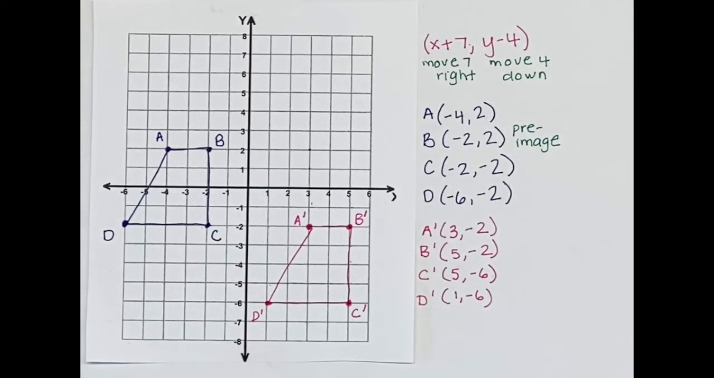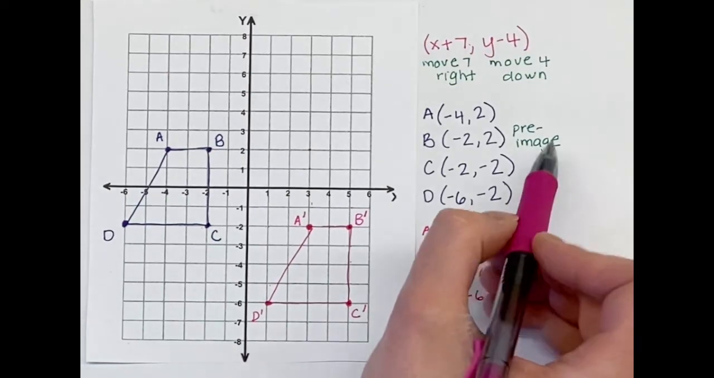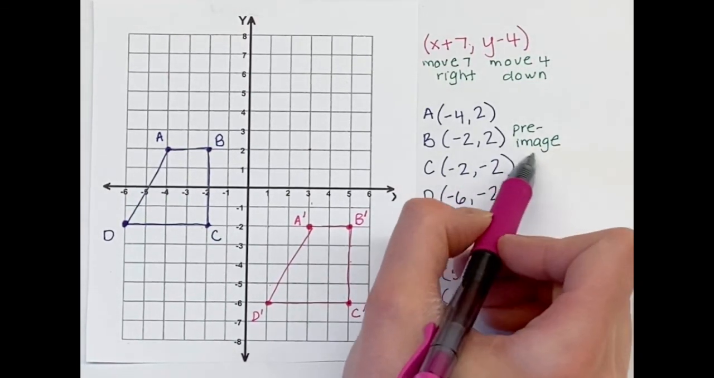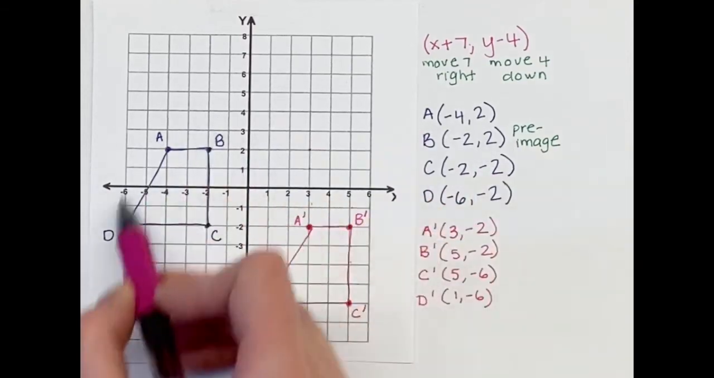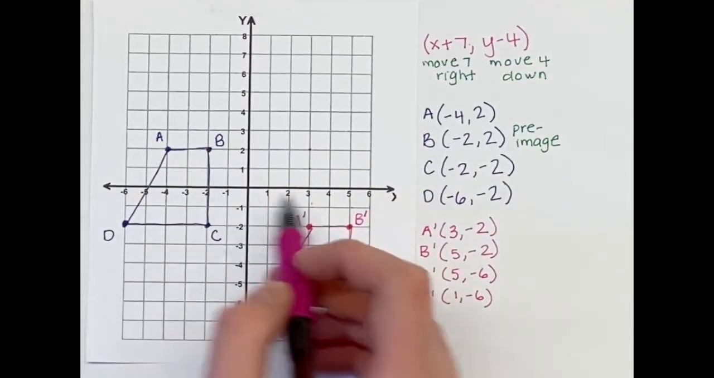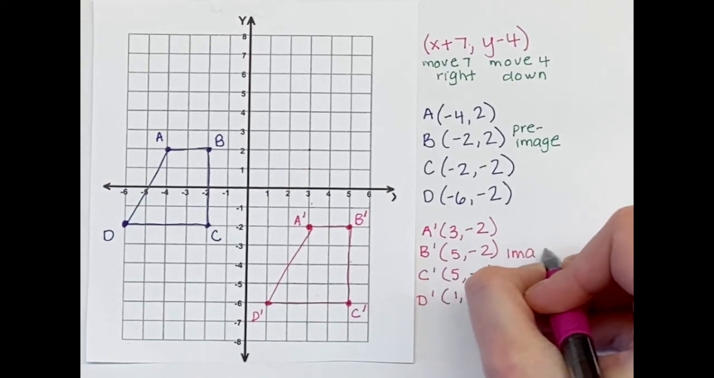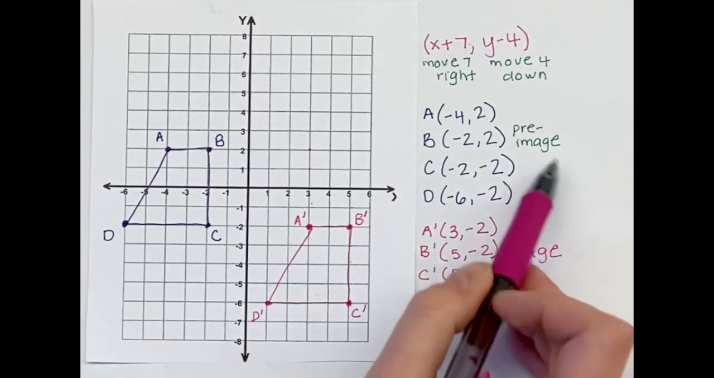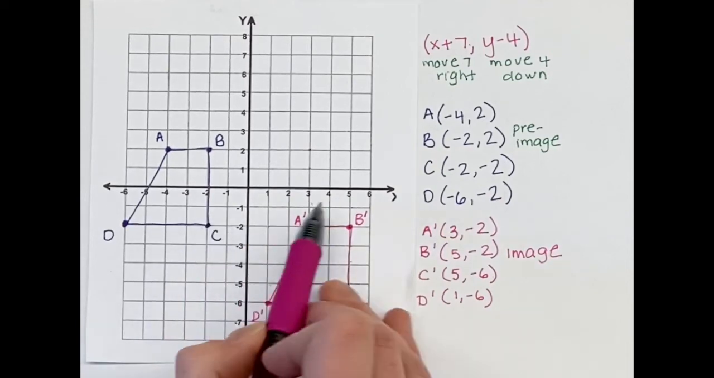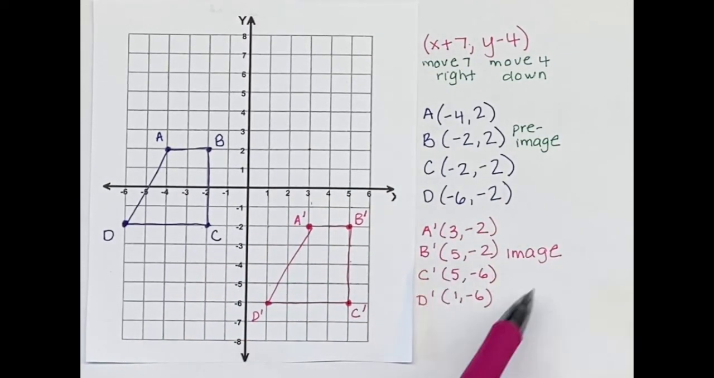Just another new vocabulary term for you. The starting shape is called the pre-image, and this also has a name. This is called the image. So the starting shape is called the pre-image. Your resulting shape after the translation is called your image.